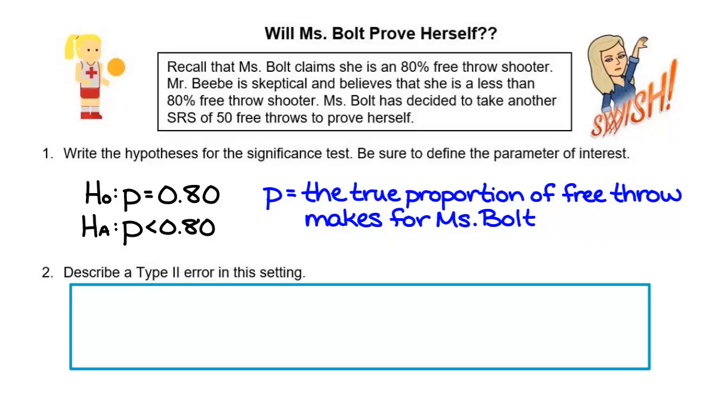Make sure, by the way, when you're writing your parameter, don't use past tense language. Remember, we're always using this to try to talk about something that we don't know. And if you're using past tense, it's already happened. We already know it. I know how I did on my previous simple random sample of 50 free throws, but that doesn't necessarily tell me how I'm going to do on the next one, or the one after that, or how I'm going to do in the long run.